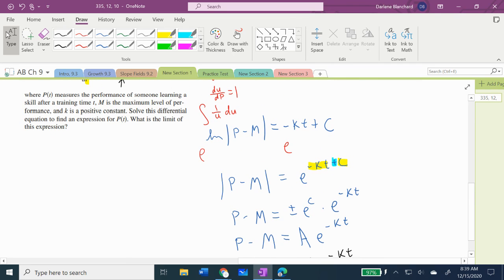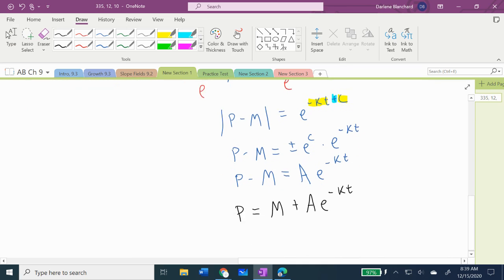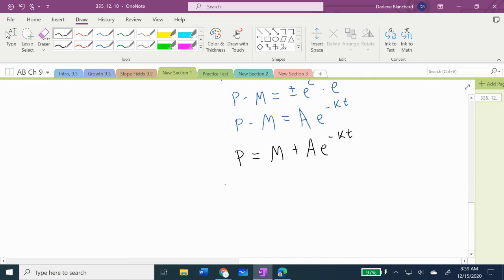Now it asked what is the limit of this expression. It probably should have been more clear, but it was asking what is the limit as t approaches infinity of p with respect to t. And if t is heading to infinity, negative constant that is positive times t is heading to negative infinity, and e to the negative infinity is heading to 0. So I wind up heading to m. And that is it.